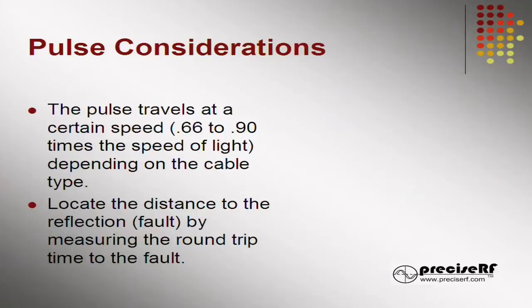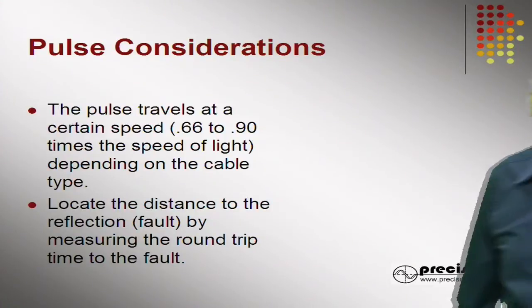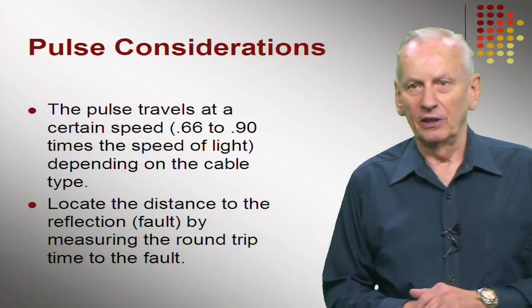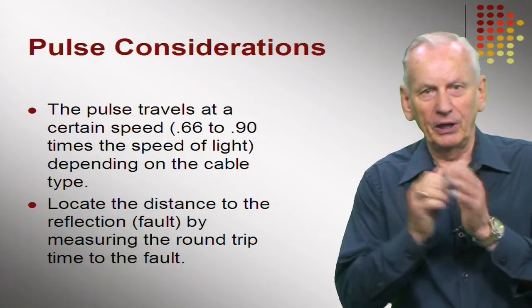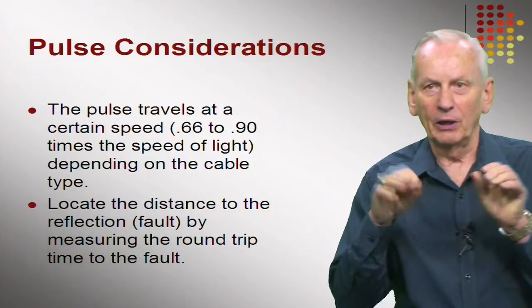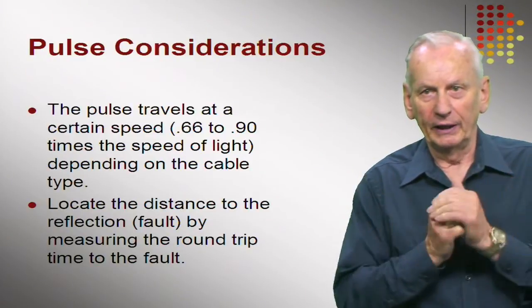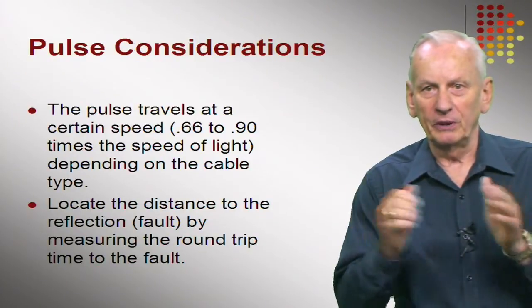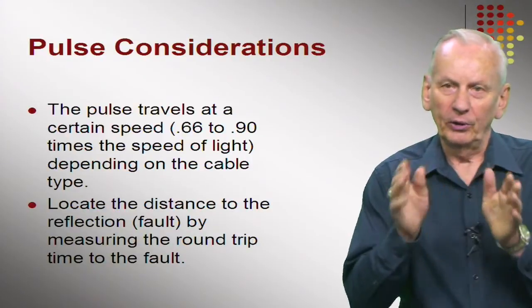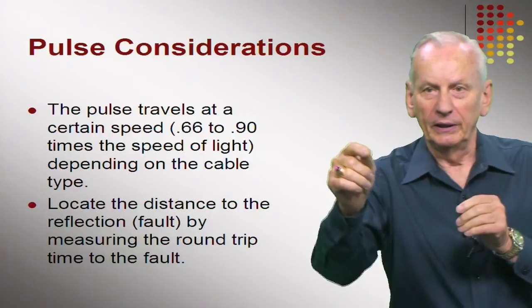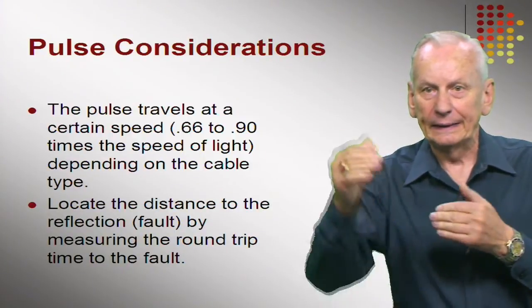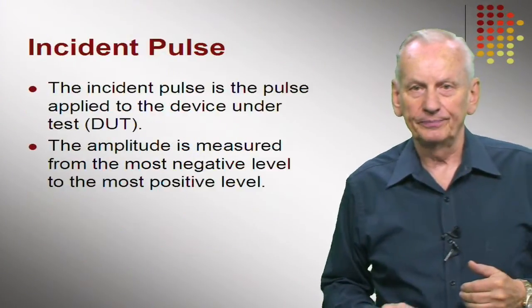Now we know that the speed of light is approximately 300,000 kilometers per second, but the propagation through cables isn't quite that high. It's about 0.66 to 0.9, depending on the cable, of the speed of light. So to locate the distance to the reflection, we need to measure the round trip time, and then we can actually find the distance where the fault is located.